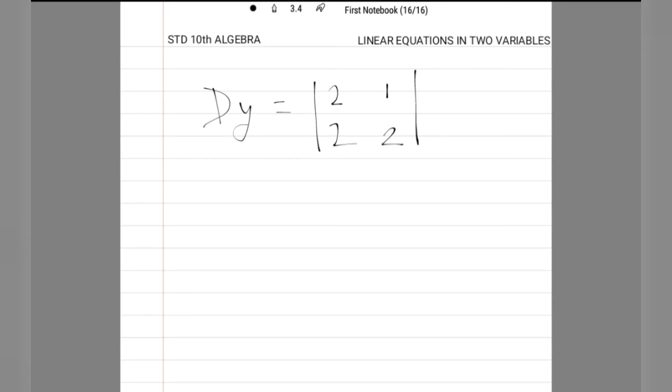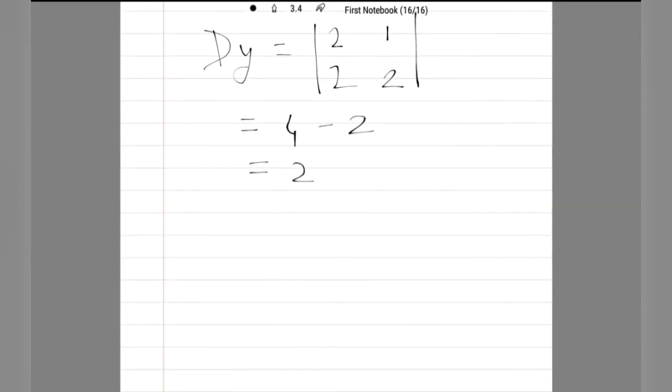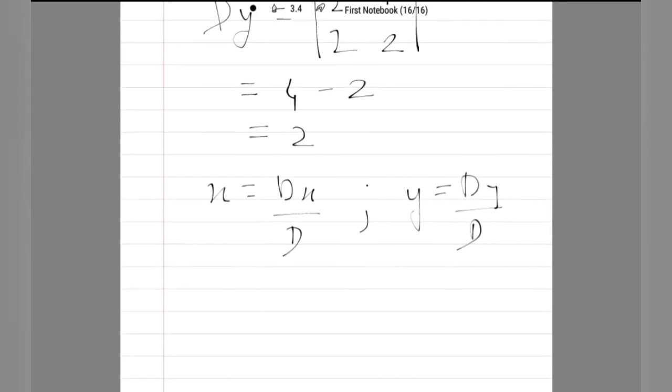So again, finding the value of this determinant, that is 2 into 2 is 4. I'm writing it directly. Minus 2 into 1 is 2. So what we get is 4 minus 2 is 2. And after this, for finding the values of x and y, we have the formulas. That is, x is equal to dx upon d and y is equal to dy upon d. So this is what we have. We can just directly substitute the values of the determinants here now.